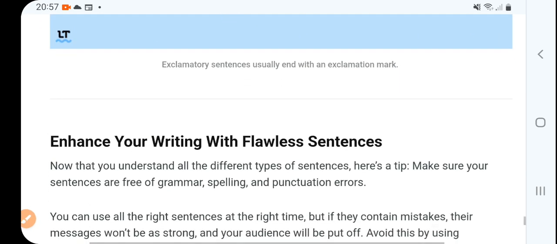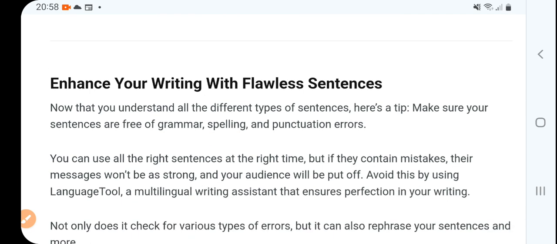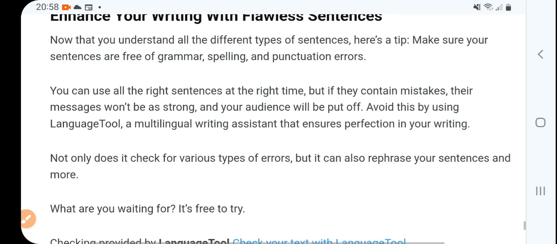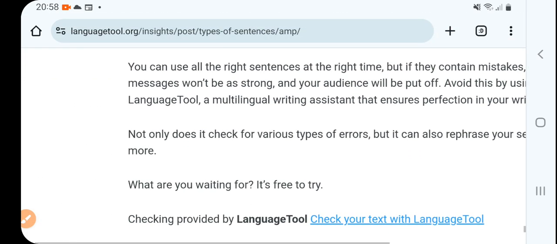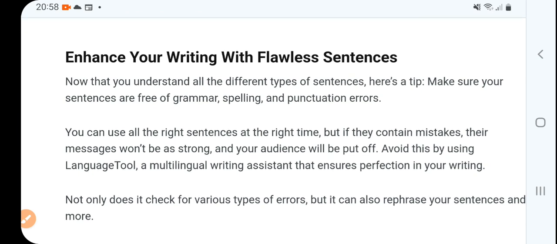So that is something about sentences. This is extra information I'm not going to share, but okay, I'm reading for you. Just a minute. Enhance your writing with flawless sentences.